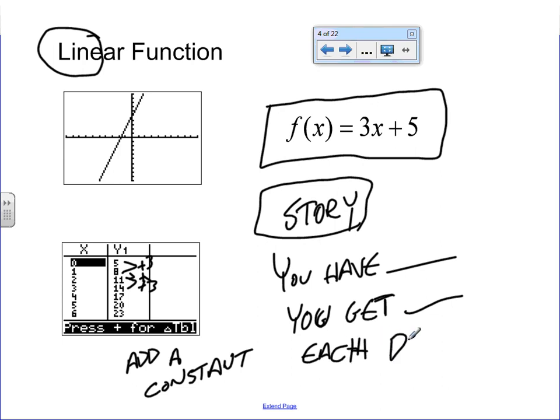That's blank. Okay, you get blank. So this is some number. You have so many of whatever it is, and you get a certain number every day, and then the question will ask, so how much?